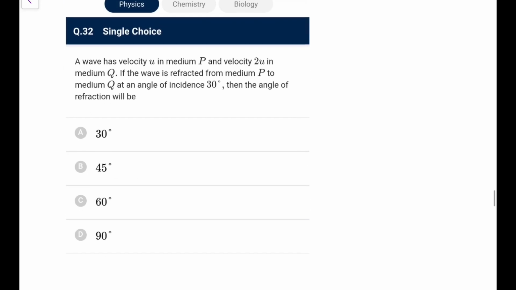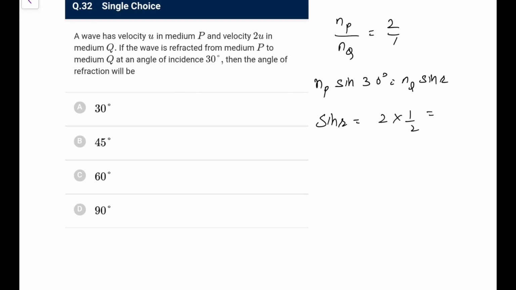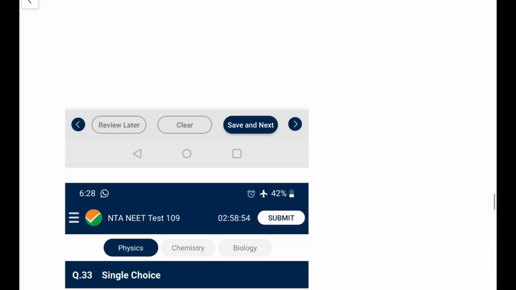Next one. You have a wave which has a velocity u in medium p, velocity 2u in q. If the wave is refracted from p to q at an angle of 30, then the angle of refraction is? So what we can say, np upon nq, you can directly say is the inverse of velocity, that will become 2:1. So np into sine 30 would be equal to nq into sine r. So sine r would be np by nq, that is 2 into sine 30. Sine 30 is 1 by 2, so that is 1. So that comes out as 90 degree in this case.